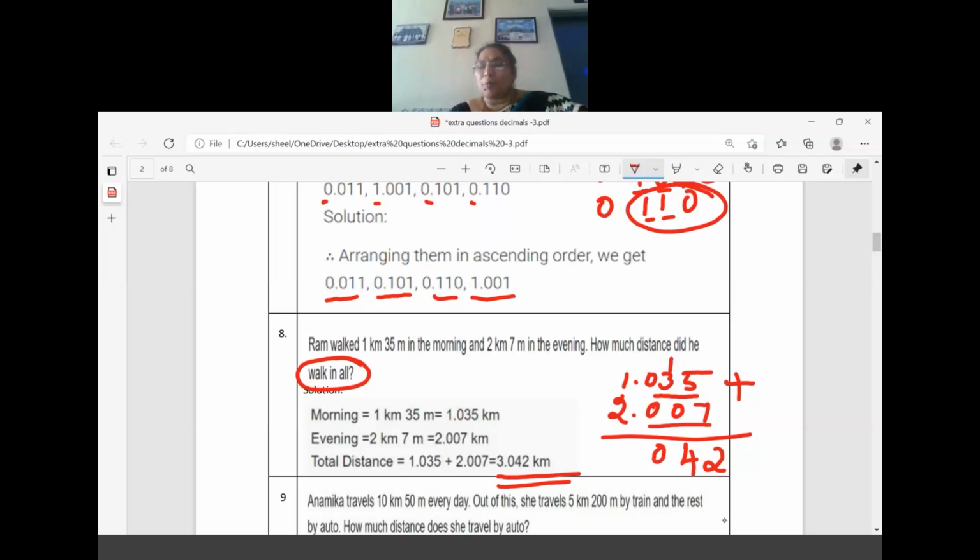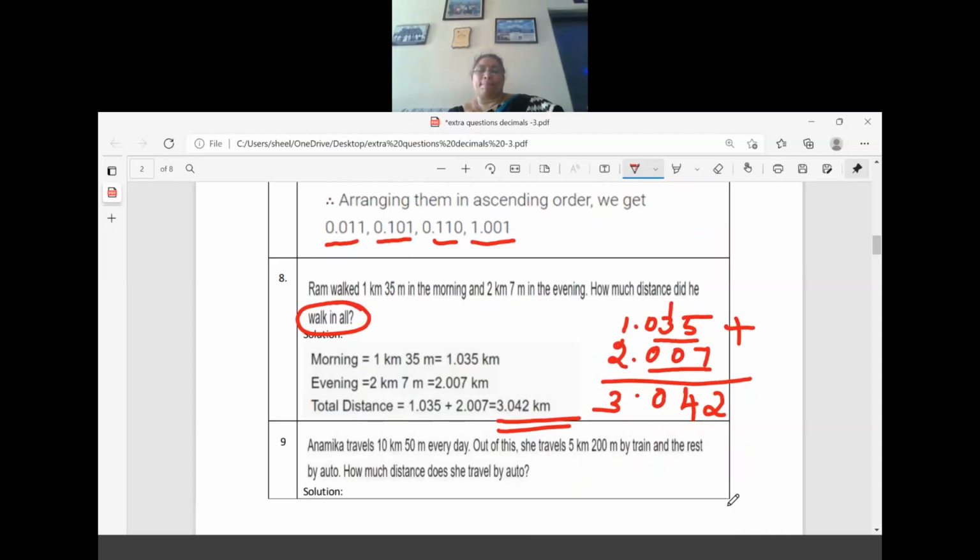What is the next important point? We should put the decimal sign, isn't it? 2 plus 1, it is equal to 3. 3.042. Now everything is in kilometers. So what is the unit we have? We should write 3.042 kilometer only. Since it's a word problem, we should write a statement. You cannot solve it directly.